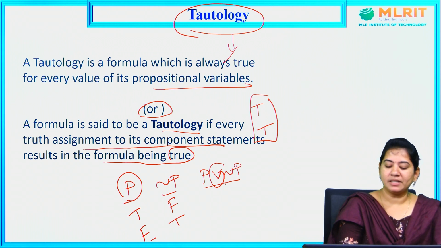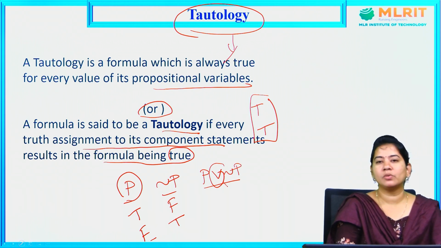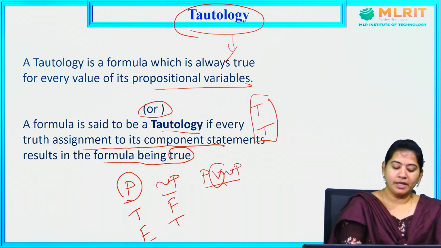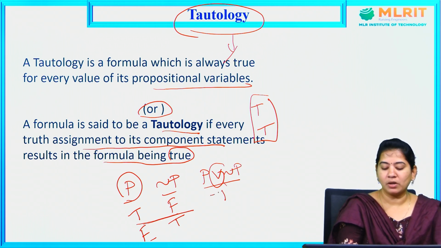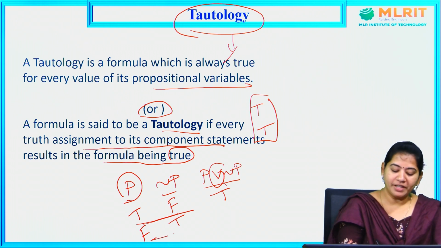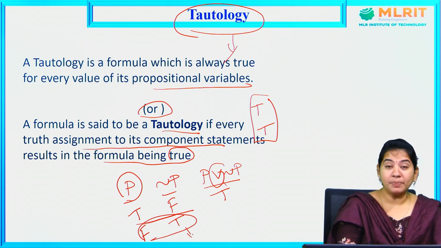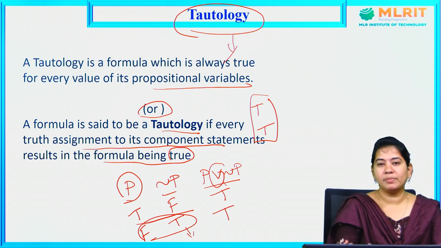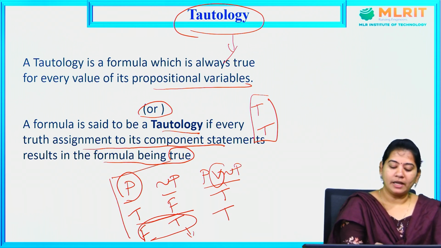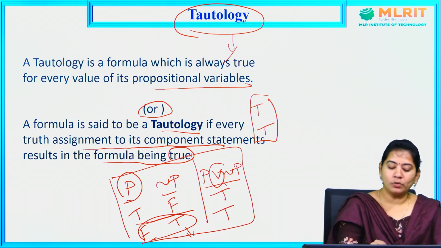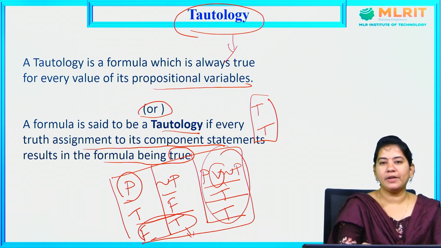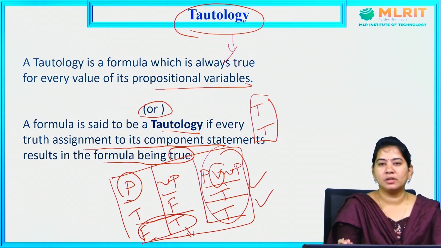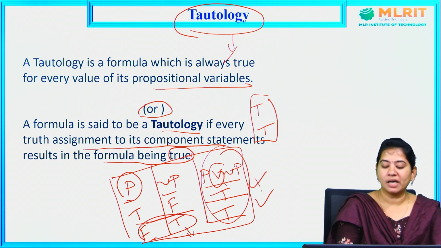What is meant by disjunction? Even if one statement is true, the resultant truth value will become true. So here, out of these 2 statements, P is true, that's why P or negation P will become true. And in the other row, negation P is true, so the resultant truth value will become true. If we observe this truth table, the resultant truth values are all true. As we got all true values, we can say this is called a tautology. A statement formula is said to be a tautology if all the resultant truth values are true.